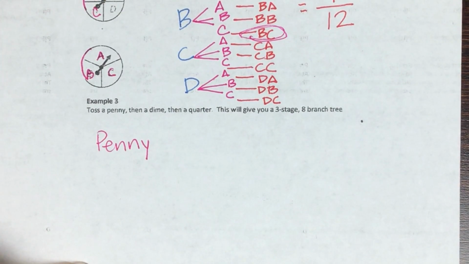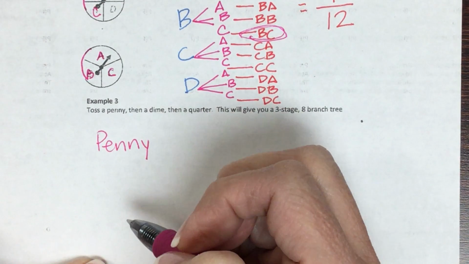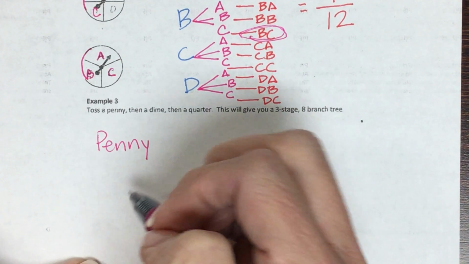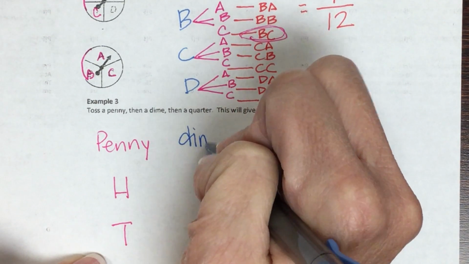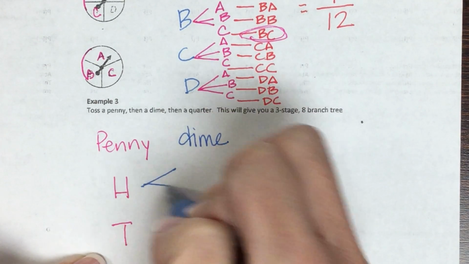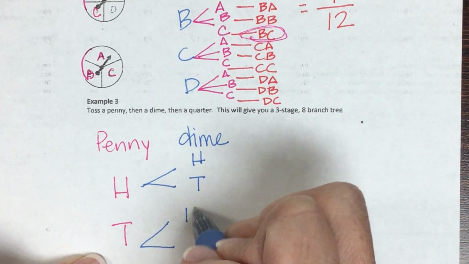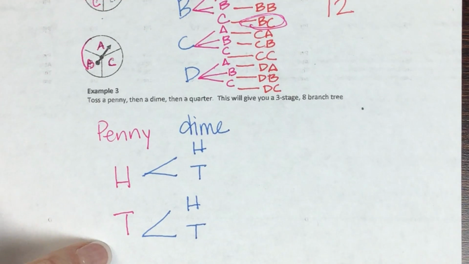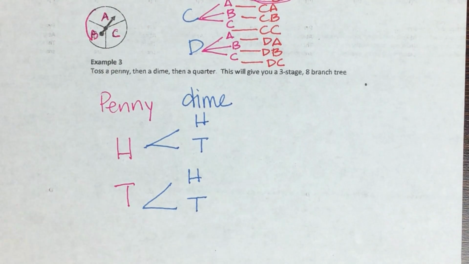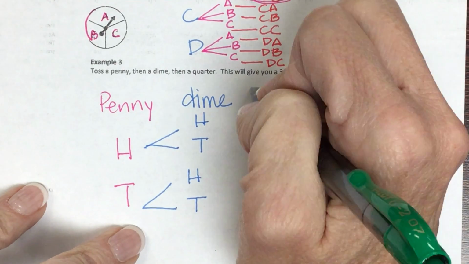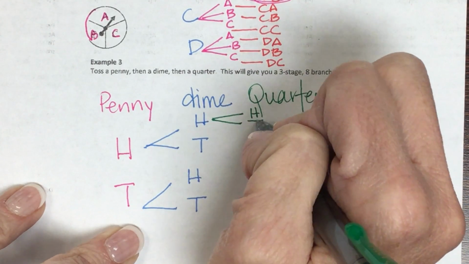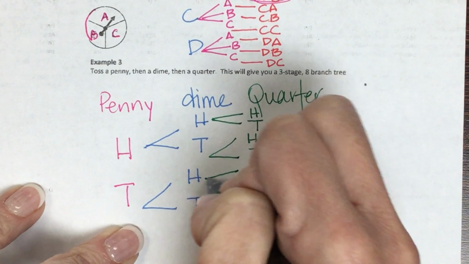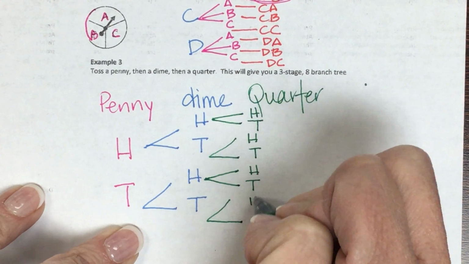And on a penny, if I flip it, what can I get? 2 sides of a penny. What can I get? Heads and tails. And then I'm going to flip my dime. Same thing. I can get heads and tails. Then I got to flip a quarter. Then again, I can get a heads or a tails. Heads and tails. Heads and tails.